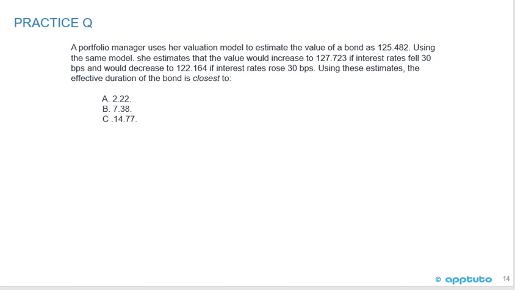So we're just going to finish this LOS as we often do with one last practice question. A portfolio manager uses her valuation model to estimate the value of a bond as 125.482. Using the same model, she estimates that the value would increase to 127.723 if interest rates fell 30 basis points, and would decrease to 122.164 if interest rates rose by 30 basis points. Using these estimates, the effective duration of the bond is closest to A, 2.22, B, 7.38, or C, 14.77.